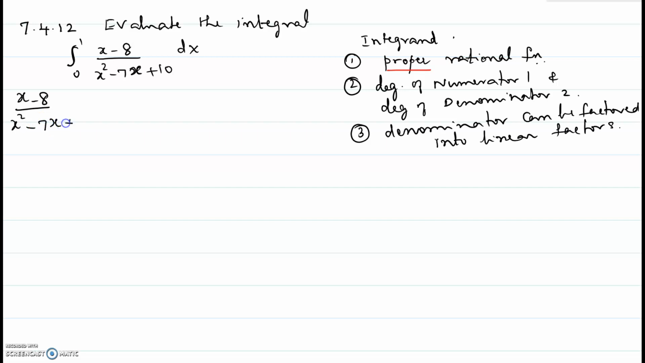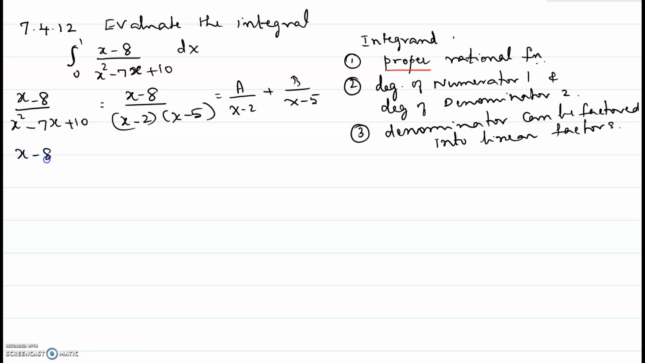x squared minus 7x plus 10. So we can write this as (x minus 8) divided by (x minus 2) times (x minus 5). So we can write this as A over (x minus 2) plus B over (x minus 5). So we have to find the constants A and B. So the numerator x minus 8 can be written as A times (x minus 5) plus B times (x minus 2).